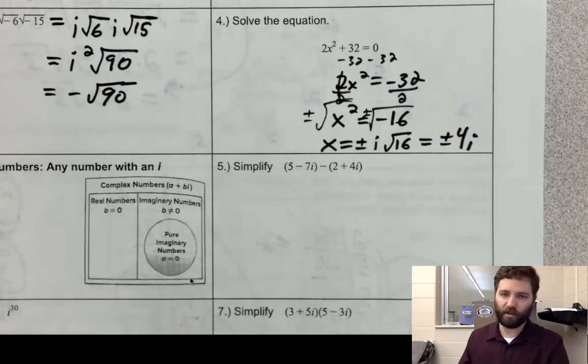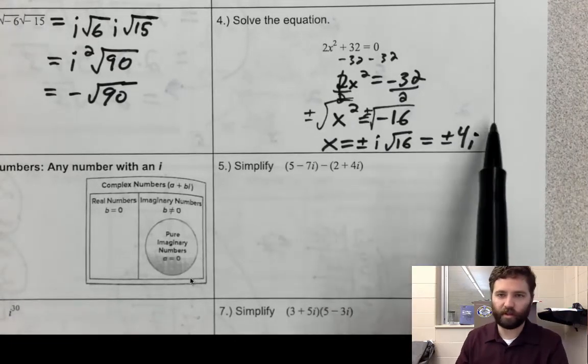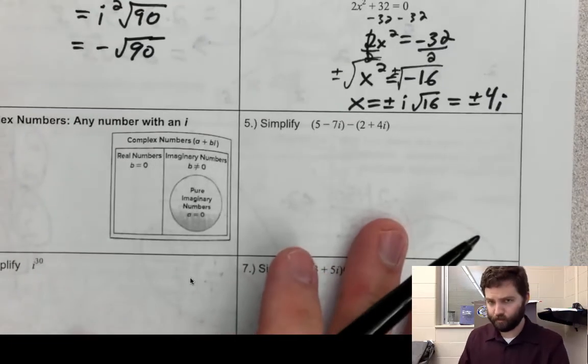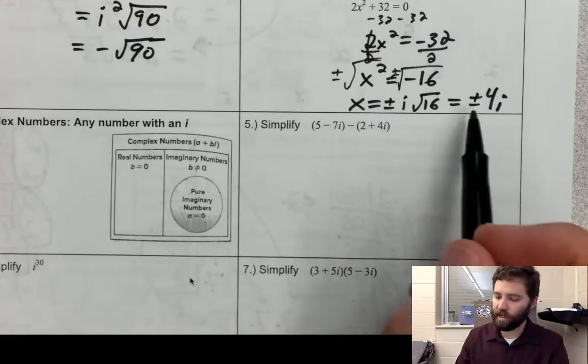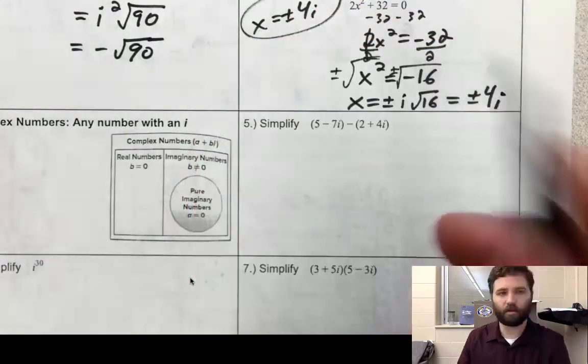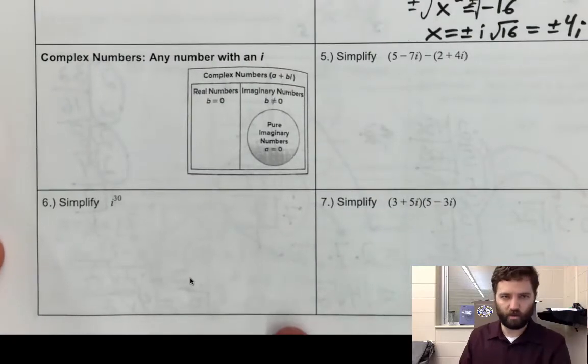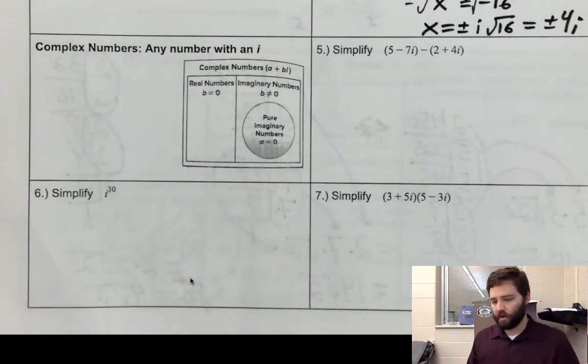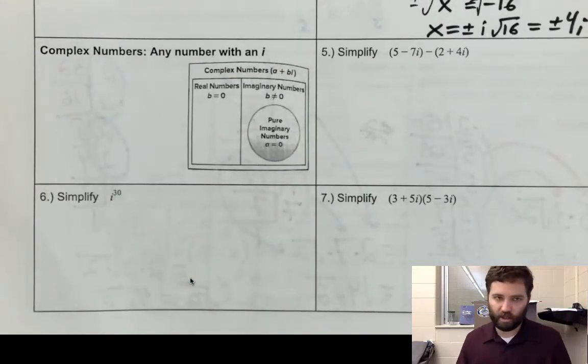All right, so again, now this is not a real number, right? This is an imaginary number, or 2 numbers, I guess. But yeah, we get down to x equals plus or minus 4i. That's our final answer. Okay? 2 imaginary solutions.